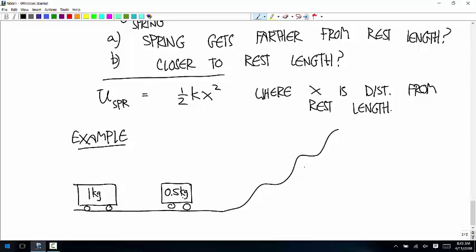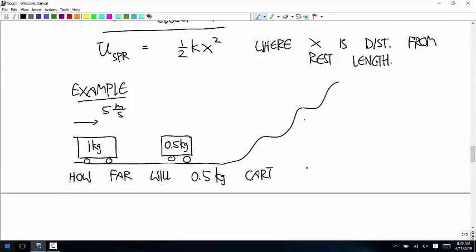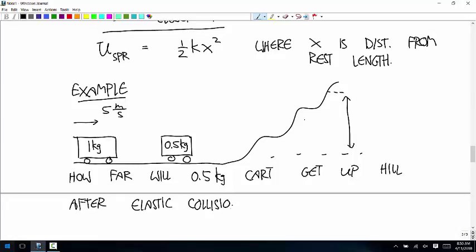Before the collision, this one's moving at 5 meters per second. And the question is, how far will the half kilogram cart get up the hill? And we're talking about just a vertical distance, after an elastic collision. Okay, so go to the board and see if you can work through that.